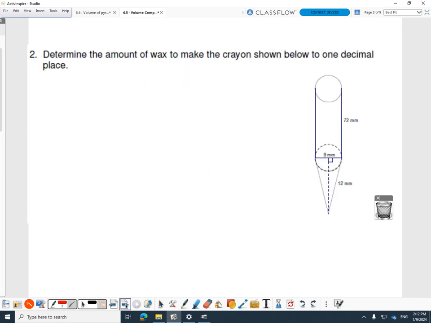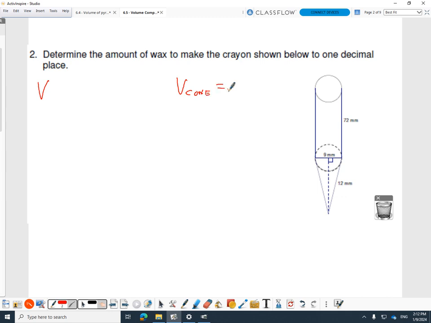Last one for today. We want to determine the amount of wax to make the crayon. Can you see the crayon? It's got this part, and then it's got a pointy part. Really pointy. I've never seen a crayon that stayed that pointy. Your question, what shapes do you see? It's not a triangle. It's not a pyramid. Cone.